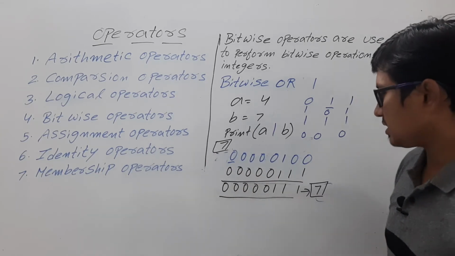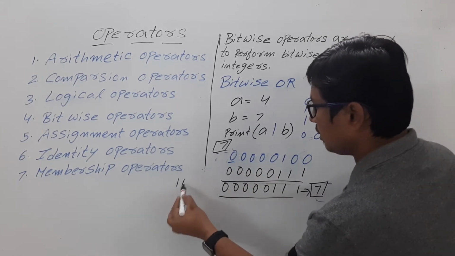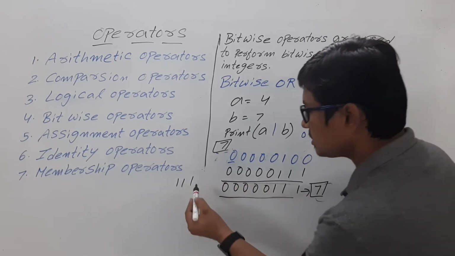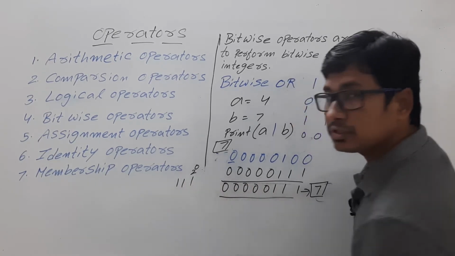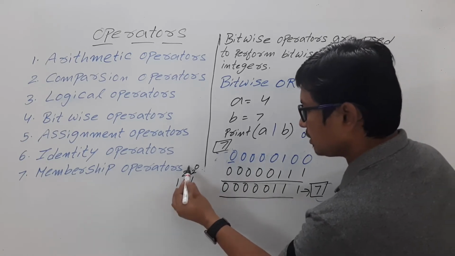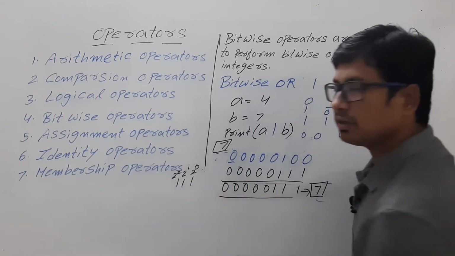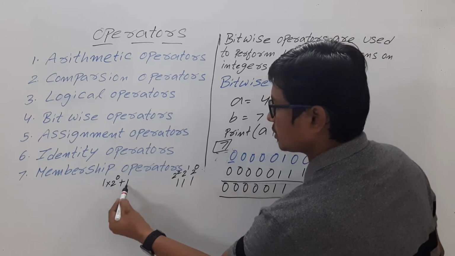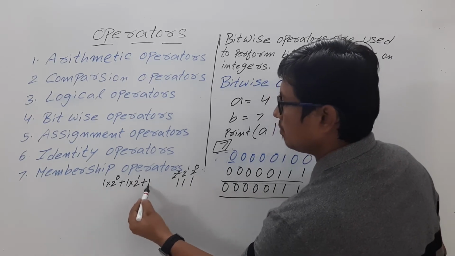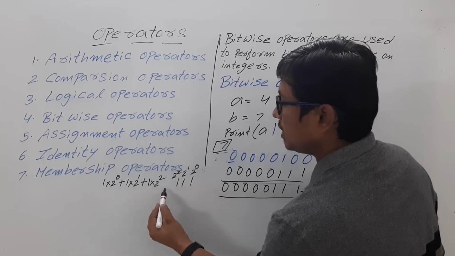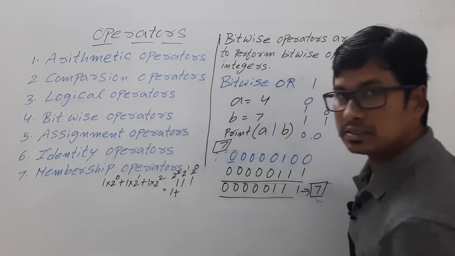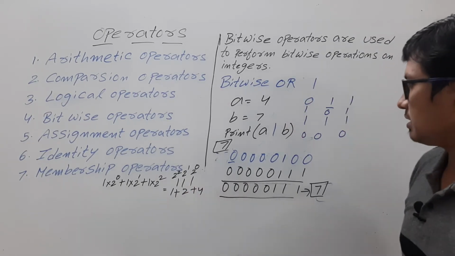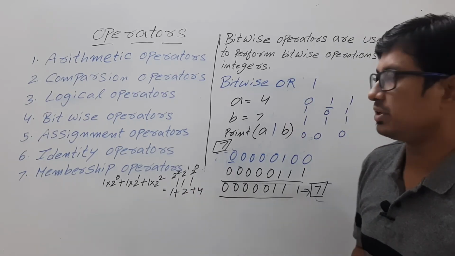Are you able to understand how we are converting? If I have 3 ones, the weight of this one will be 2 power 0, the weight of this one will be 2 power 1, and the weight of this position will be 2 power 2. So it is 1 into 2 power 0 plus 1 into 2 to the power 1 plus 1 into 2 to the power 2, which is equal to 1 plus 2 plus 4, which is equal to 7. Is it clear? So this is about bitwise OR.